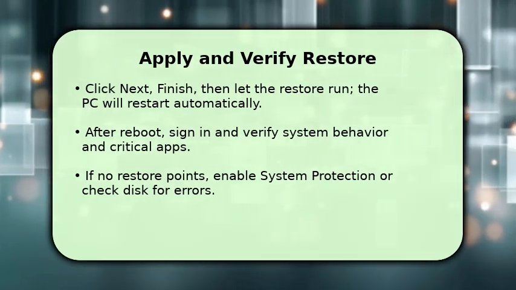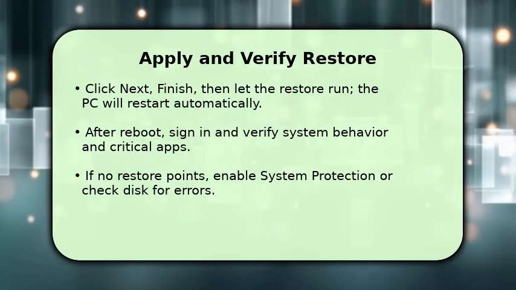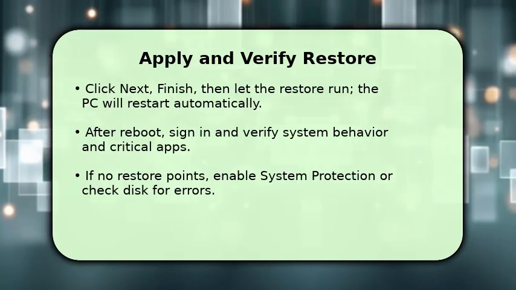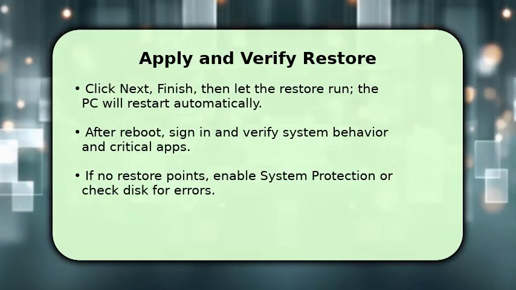If you don't see any restore points, enable system protection on the drive and run chkdsk or check volume shadow copy. These steps recover restore functionality before you try again.